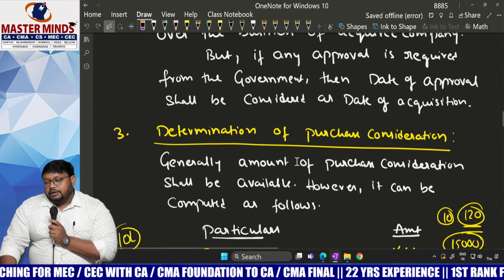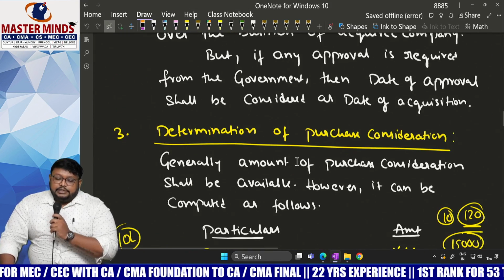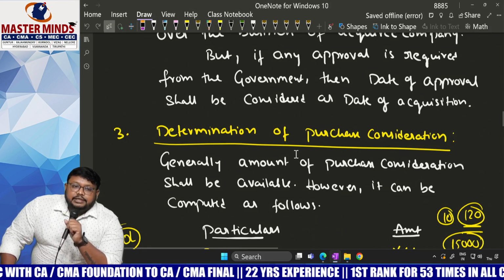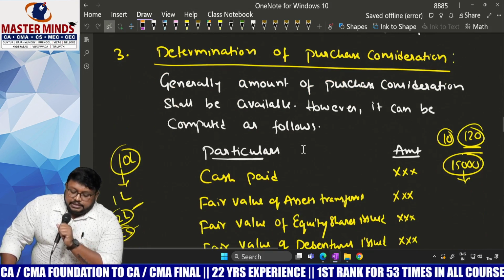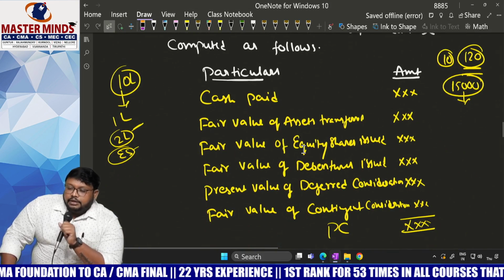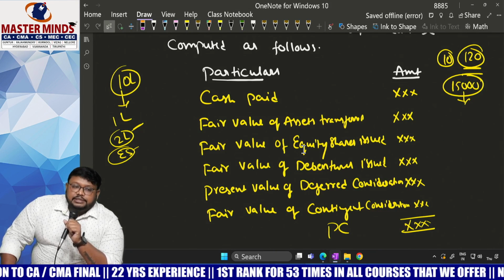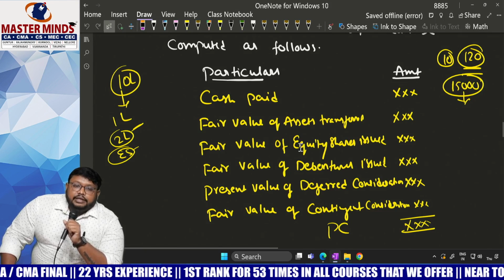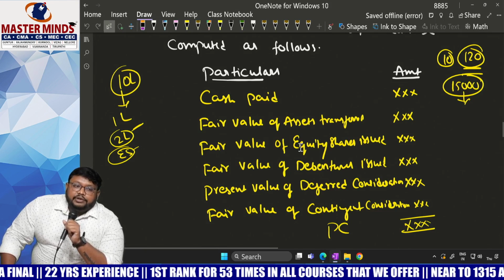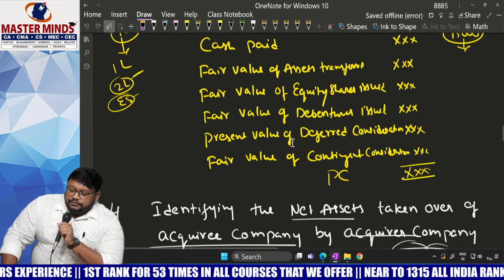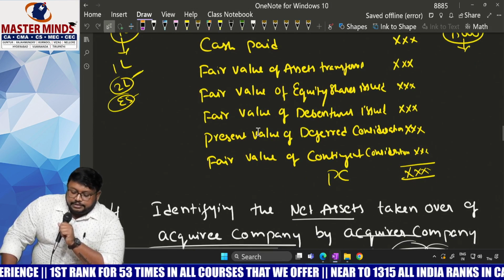Third one, purchase consideration. Generally it will be available. If not, we can prepare the purchase consideration. The computation measure is like that: all the fair values of assets given, equity shares given, or preference shares given, or debentures given. Including that, the present value of deferred consideration is also taken into consideration. At the same time, the fair value of contingent consideration.